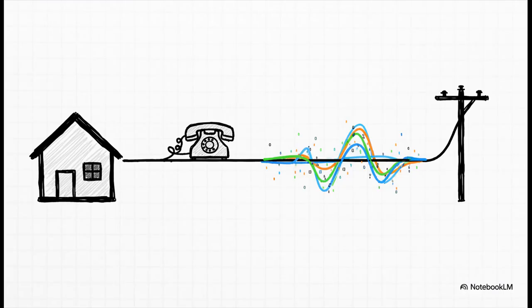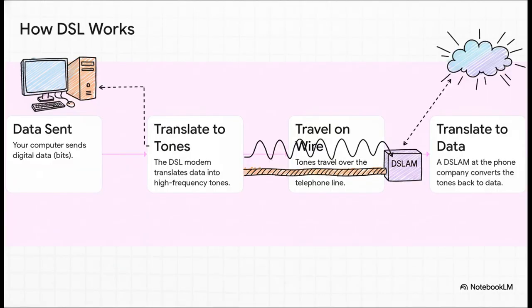First up is DSL. Now, what's so clever about this one is that for a long time, it was one of the most popular ways to get broadband internet. And it did it by kind of hijacking the infrastructure that was already in pretty much every home, the good old telephone line. And this process just illustrates the whole thing perfectly.